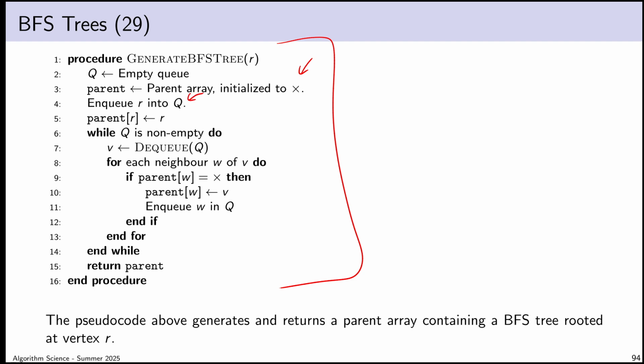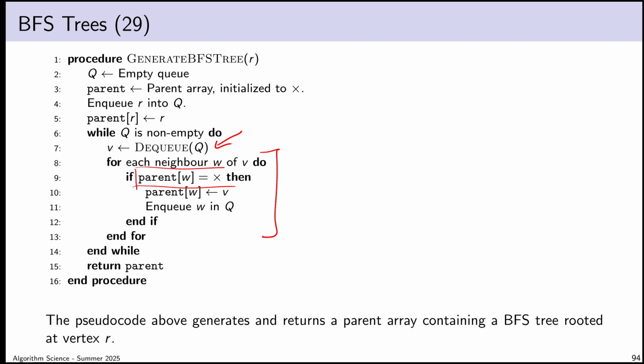I then add my root vertex to the queue, and then I set its parent to be itself. This is the convention I will use to indicate that something is the root: if its parent is set to itself. And then as long as the queue is not empty, I grab a vertex, I look at all of its unvisited neighbors, and I detect whether a neighbor is unvisited using the parent array. I just say if it doesn't have a parent yet, well then it must not have been visited already. And then if it is unvisited, I set its parent to be the current vertex V, and I add the new vertex to the queue.